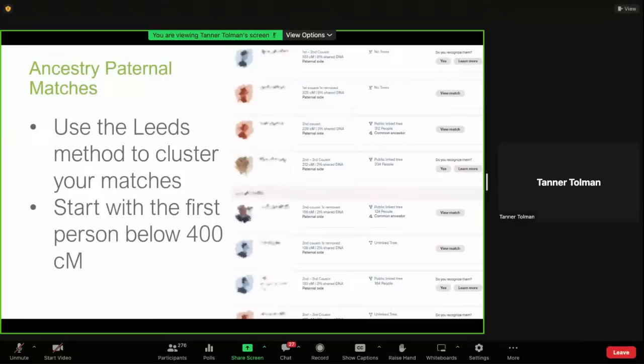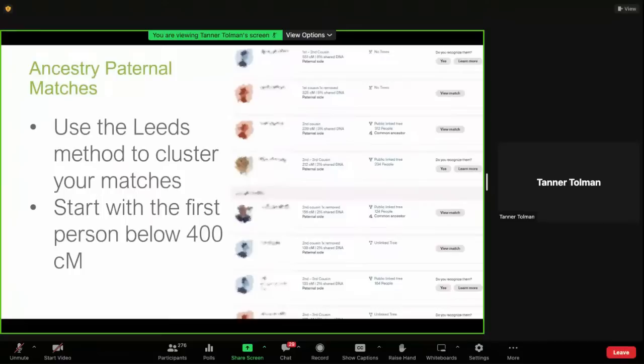As we look at this match list, the closest relative shares 551 centimorgans, and then the next 325. One of the things that Dana Leeds recommends is that you first start your clustering with the people who share 400 centimorgans and below, because if you go above that amount, you start to run into the possibility that they're really related to more than one of your four grandparents. Like they're a first cousin or a first cousin once removed, and you run the risk of messing up your clusters.